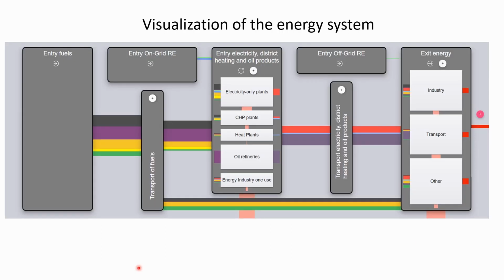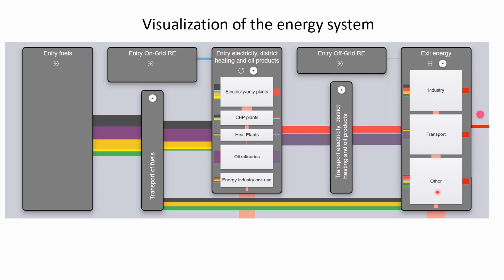Here you can see a picture of the whole energy system. It starts here where fuels are entering the energy system. We have different kinds of fuels: coal, crude oil, natural gas, uranium, biomass. And here the fuels are transported, and here the fuels are converted to secondary energy in forms of electricity, district heating, and oil products. And here the secondary energy is transported, and here we have the final energy use.